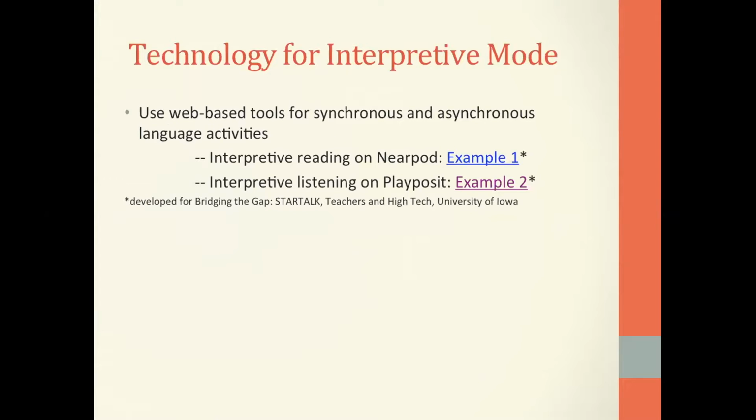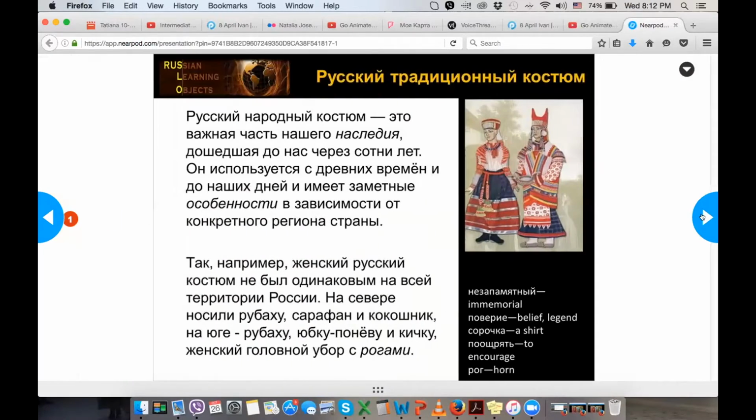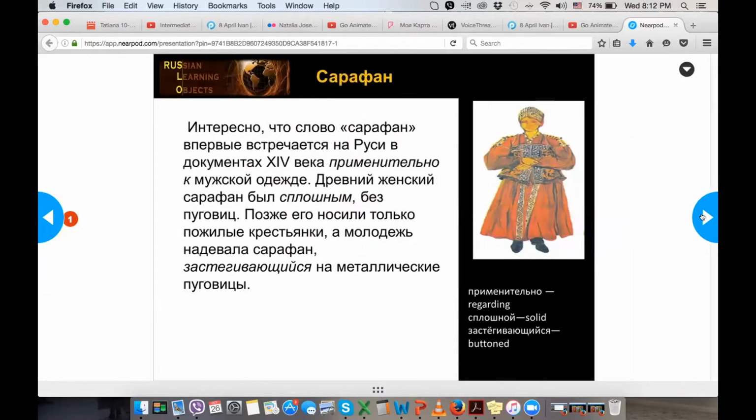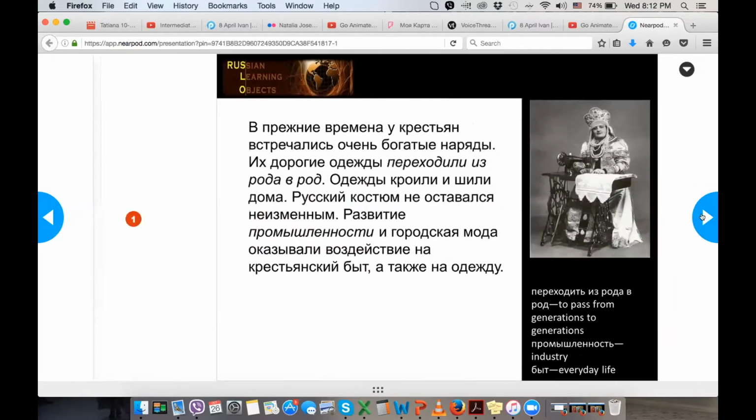And finally, something that I developed. One of them I had an opportunity to use; the other one I didn't have a chance to use. I developed it during this startup program for teachers, using Nearpod, and I think some secondary school teachers may be familiar with Nearpod, because it is usually used with iPads. This is just an example of how you can make an interpretive activity more fun. This is just a text about the Russian traditional costume, with some vocabulary and some images, but it has some activities.